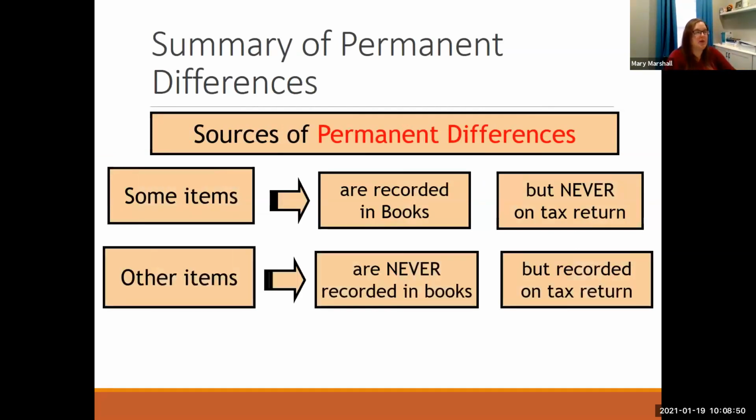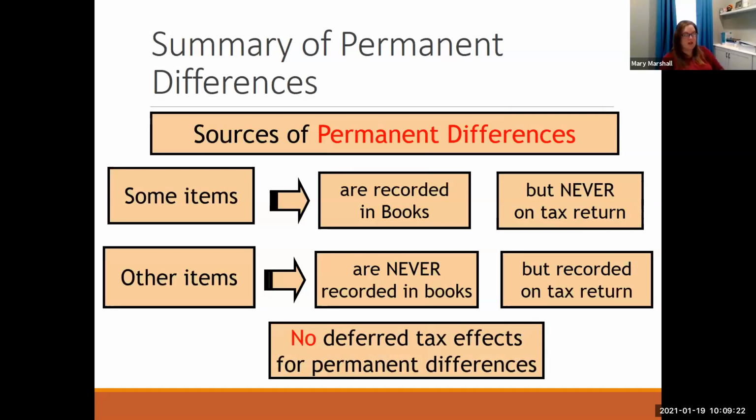So there are two sources of permanent differences. Some items are recorded in the books, but never on the tax return, which we just talked about. Others are never recorded in the books, but are recorded on the tax return. It's kind of a simplistic picture, but it really simplifies it so that you can think about each item you're considering. And if either of these two describe the item, then you know it's actually a permanent difference. It's not something that's going to wash out with timing. It's actually something that will always be treated differently. There are no DTAs and DTLs when you have a permanent effect. It's not deferred. It's not something you're going to recognize later. It's just a difference in the year that it happens.